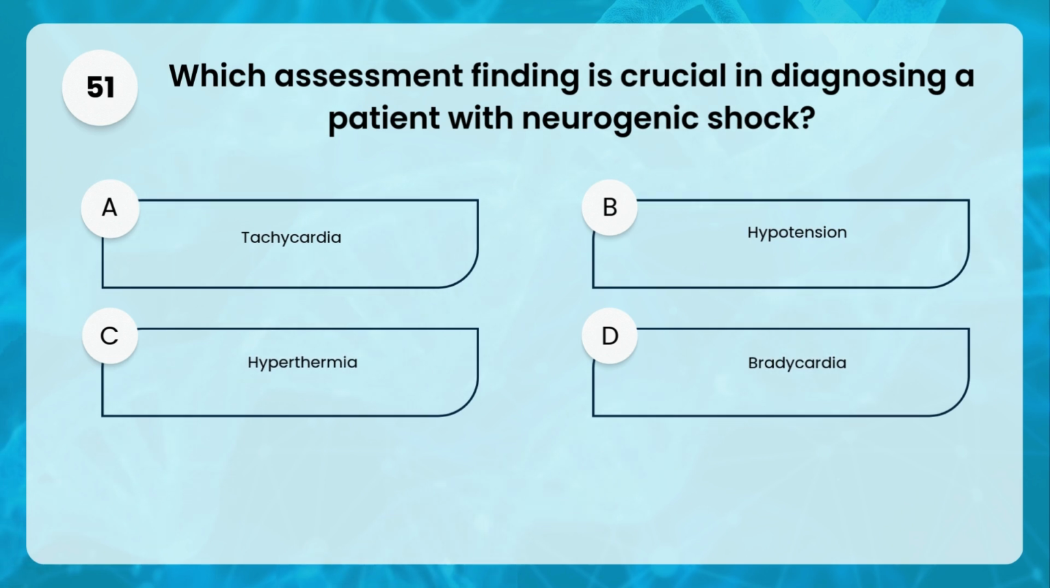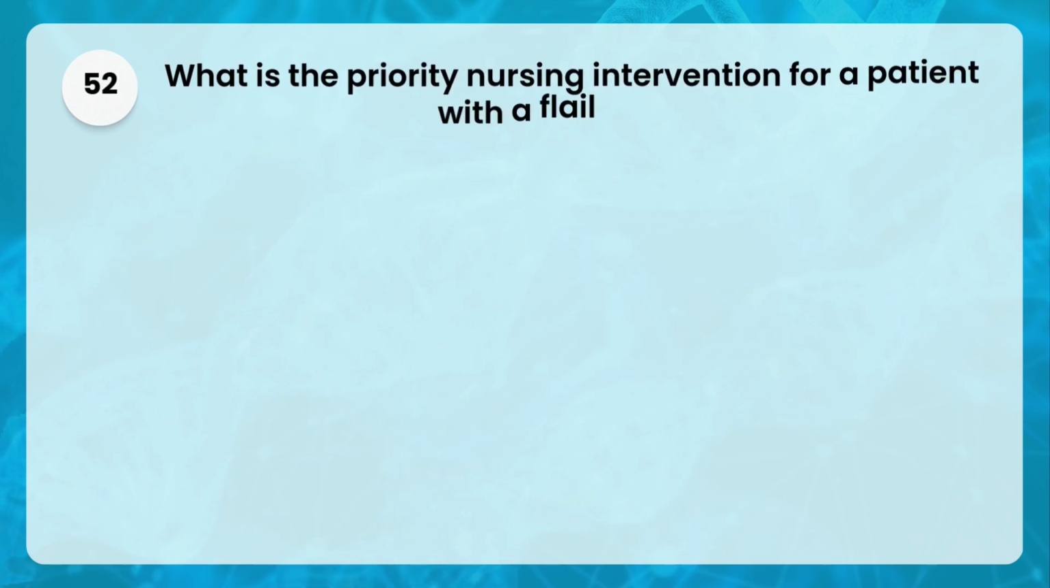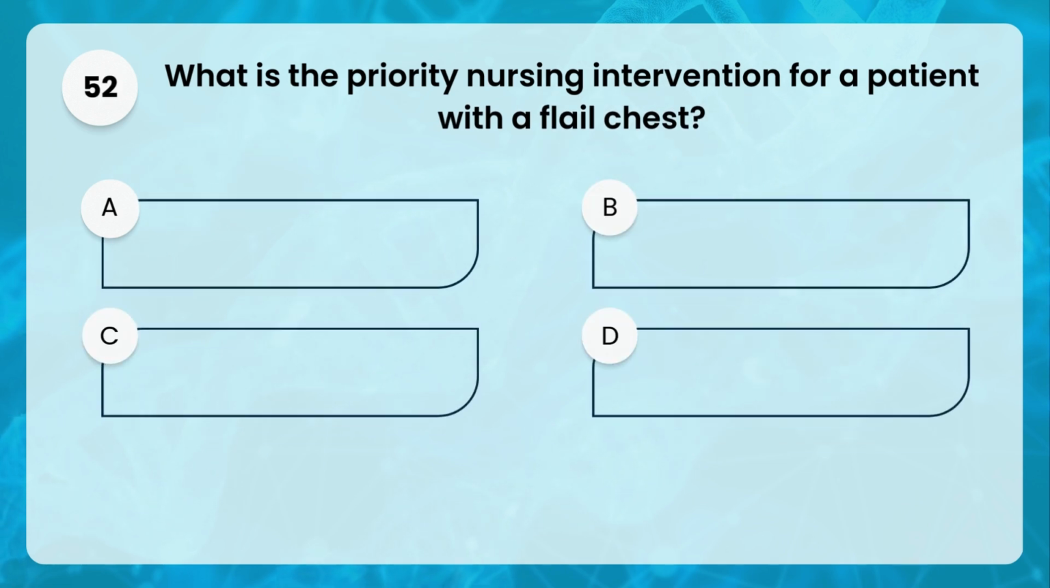A. Tachycardia. B. Hypotension. C. Hyperthermia. Or D. Bradycardia. The answer is B. Hypotension. Number 52. What is the priority nursing intervention for a patient with a flail chest?